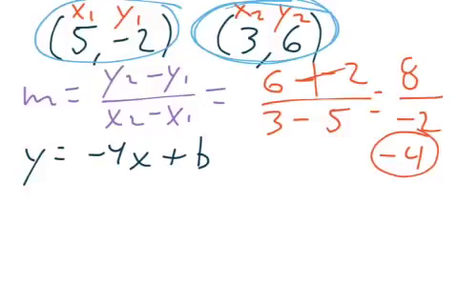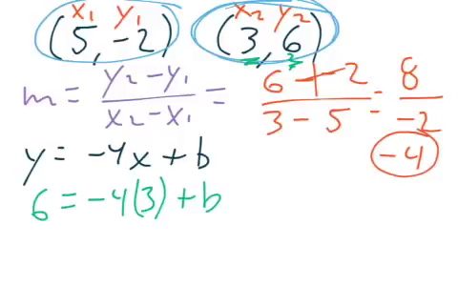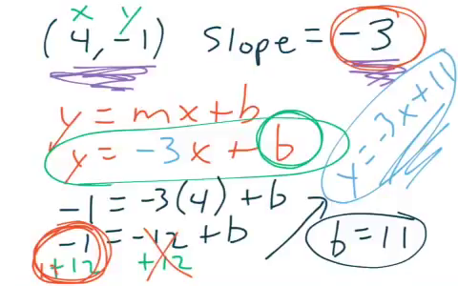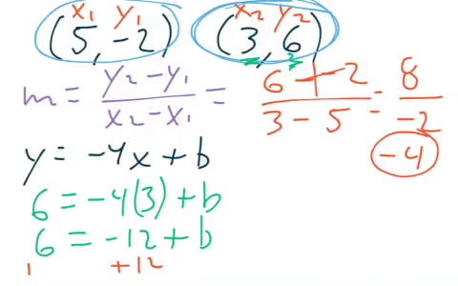Okay, well, what does that mean? Well, the y is 6, correct? And the x is 3. So I have -4 times 3 plus b equal to the 6. Doing my math, 6 is negative 12 plus b. Okay, I'm going to add 12 to both sides.